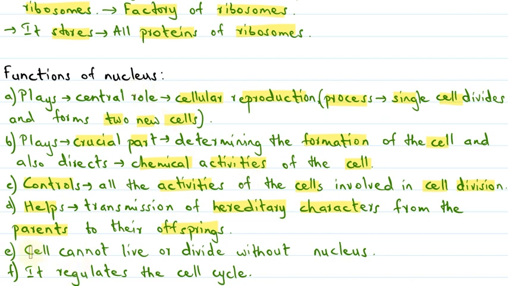Then all the cells cannot live or divide without the nucleus. So the nucleus plays that much of an important role. And the nucleus also regulates the process of the cell cycle. So these are a few of the major functions of the nucleus.